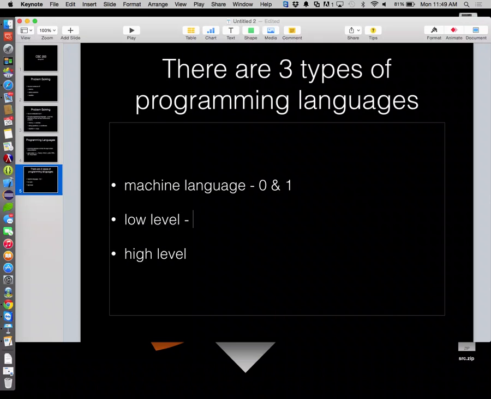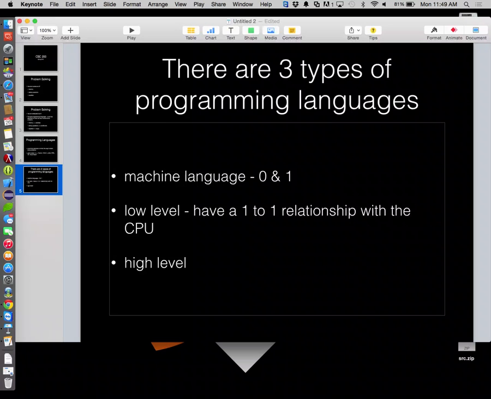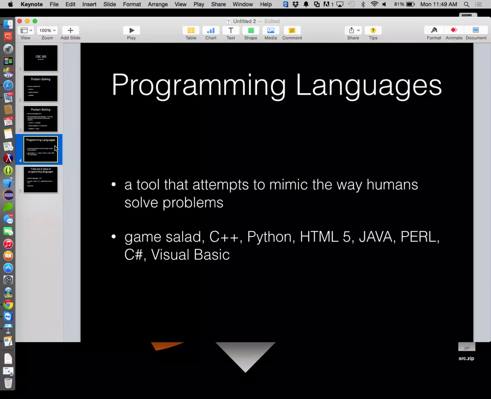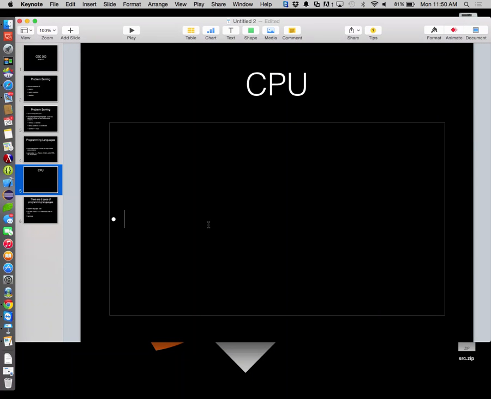Low-level languages have a one-to-one relationship with the CPU. Now, what is a CPU? Let me toss another slide in here right before here, maybe. What do you know about that guy? Go ahead. Isn't it control processing unit? Central processing unit? Okay, that's what it stands for. The question is, can I spell it? Yeah, okay, there we go. So that's what it stands for, but what is it?